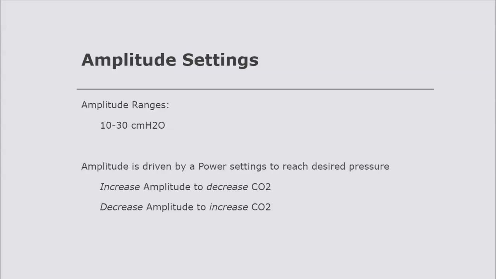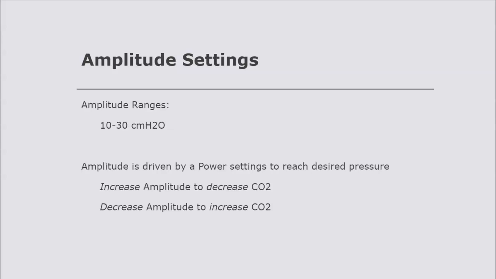So our amplitude range is typically between 10 and 30 centimeters of water pressure. Everything when it comes to pressure on the oscillator is directly measured. Remember that when we are talking about mean airway pressure. These are direct centimeter water pressure measurements. My favorite is I like to start at an amplitude of 20, in the middle, and I go up and down as I need to. So 10 to 30 centimeters water pressure is a great place to start.